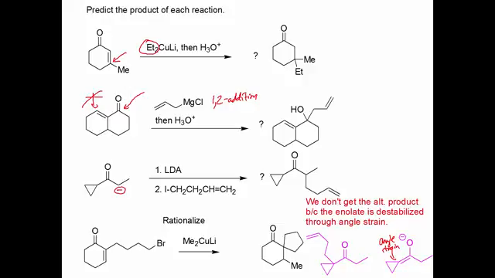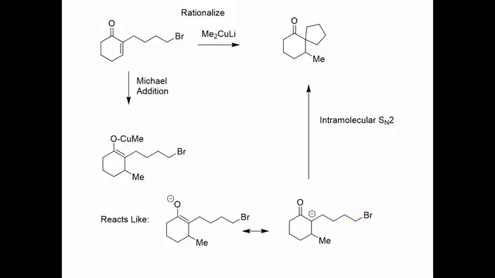Okay, so let's look at this last one. How is it we get this cyclopentane ring? Well, we've seen clues as to the origins of this compound in the past when we were looking at malonic ester syntheses of dihalides. So here we have a halogen already attached in our molecule. This is a cuprate, so it's going to do the Michael addition, and this is going to make this product here.